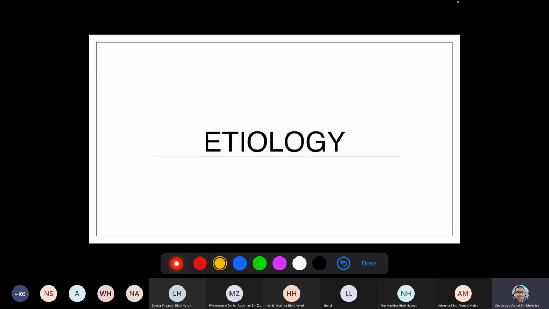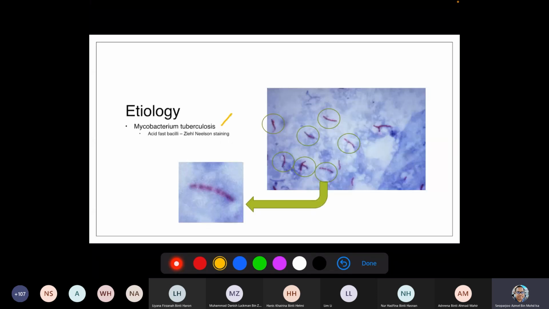So for the etiology, pulmonary tuberculosis is mainly caused by a bacteria, the bacilli type, and the name is Mycobacterium tuberculosis. Usually, if you do a Ziehl-Neelsen staining, you can see that this bacteria is able to stand the acid wash during the staining process. That is why the name is acid-fast bacilli. So it is able to withstand the acid wash during the Ziehl-Neelsen staining process.